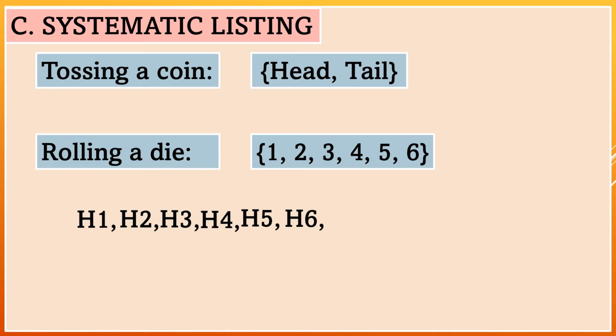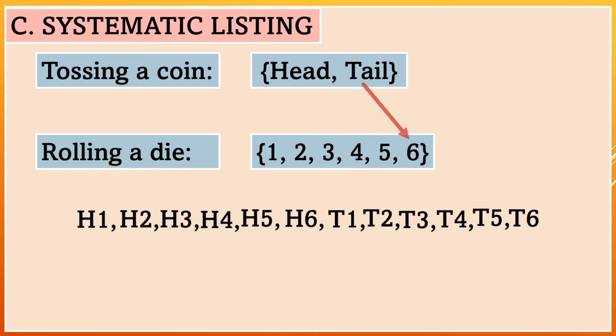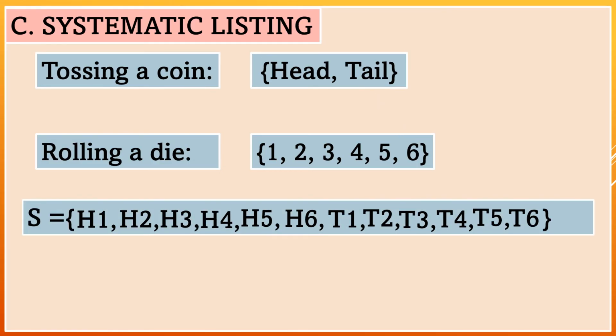And in rolling a die, same 1, 2, 3, 4, 5, 6. So just list down all the possible outcomes if we are going to do the experiment. So we have tail 1, tail 2, tail 3, tail 4, tail 5, and tail 6. So these are the possible outcomes. So we are going to list it down. Lahat na yan, possible outcomes na yan, ang tawag natin ay sample space.